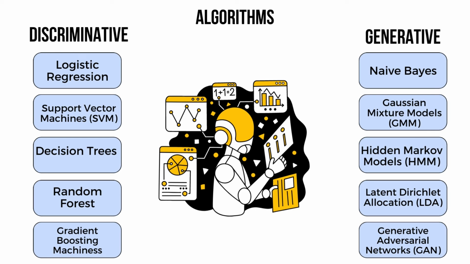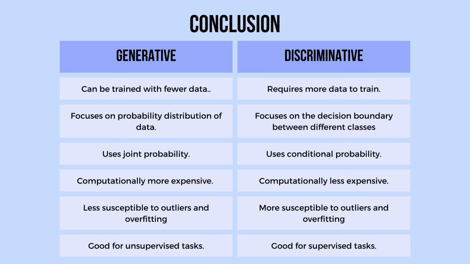and generative adversarial networks. So, to wrap it up, in this video, we've unpacked the world of discriminative and generative models using a simple and engaging story. We've seen how logistic regression, a discriminative model, uses distinct features to create decision boundaries, while the generative model, naive Bayes, tries to understand the overall distribution of the data.